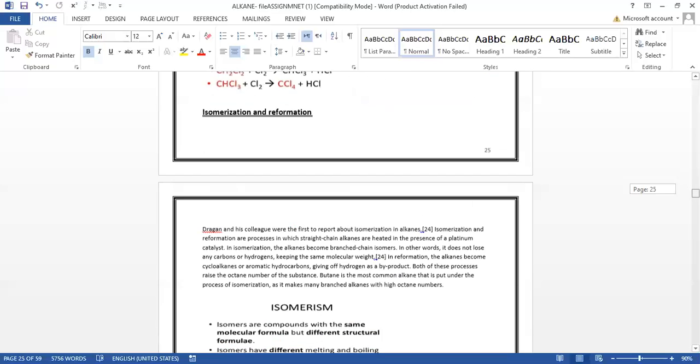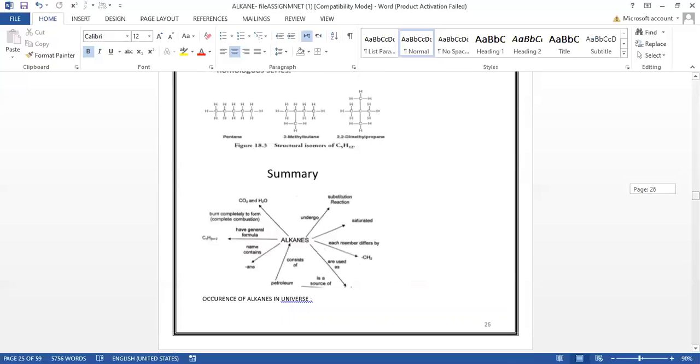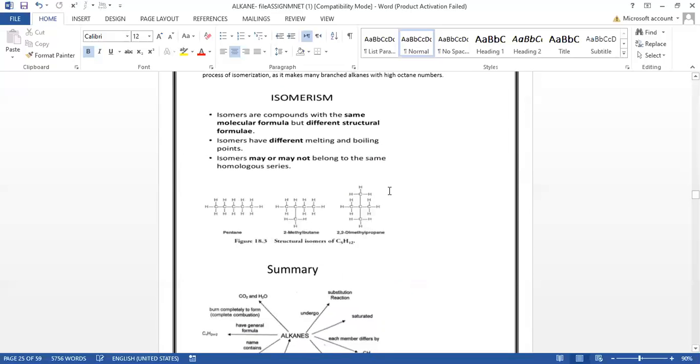Halogenation is already discussed above. Isomerism is a process in which compounds have the same molecular formula but different structural formulas. These are the isomers. We have already studied isomers. For example, butane has two isomers, isobutane and n-butane.